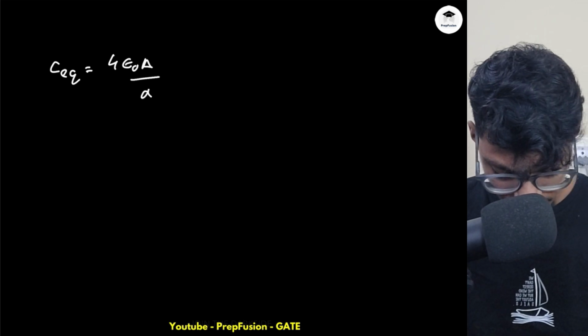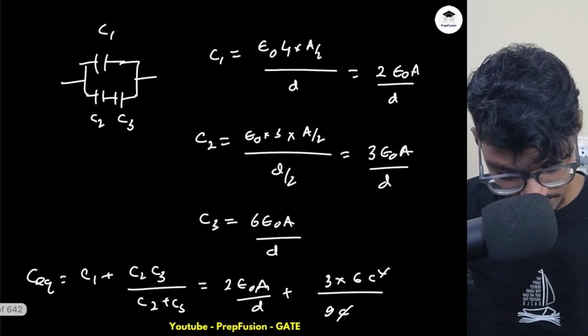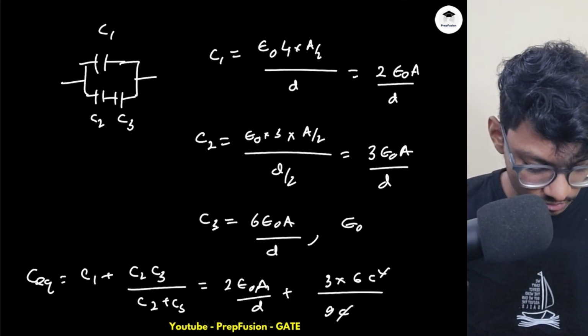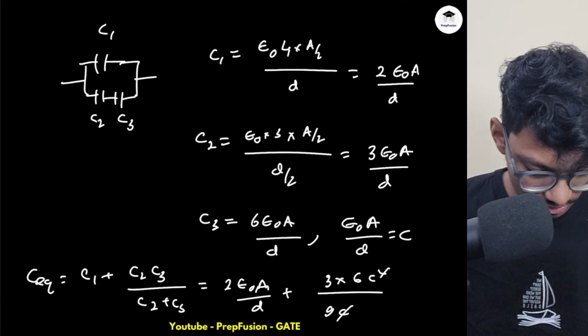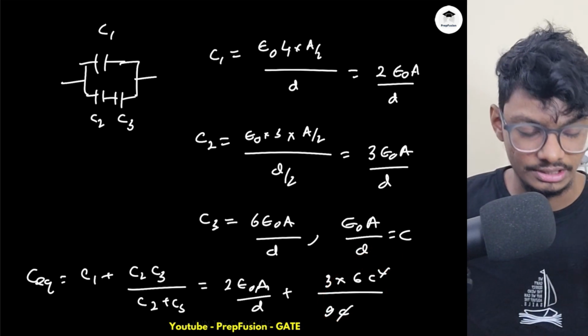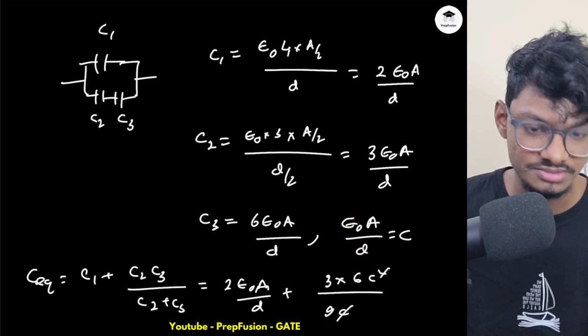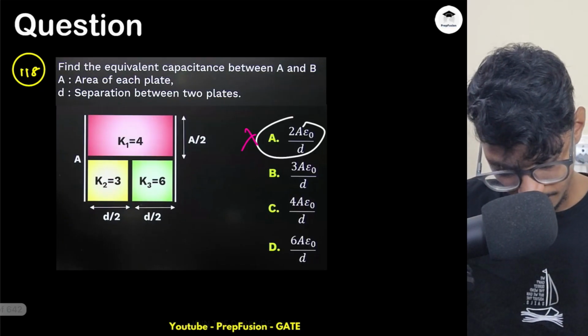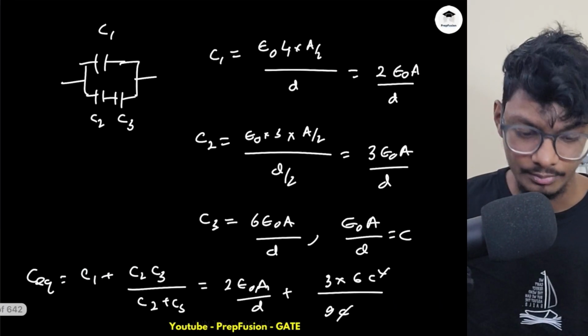So what I did was, instead of writing epsilon A by D multiple times, I just chose it as a dummy variable. I just chose epsilon A by D as C, just to make my life simpler. So in examination as well, you can do something like that. You don't need to write epsilon A by D multiple times. Just write it as C and then cancel things out. So you will get option C as correct. Okay, it will be 4 epsilon naught A by D.